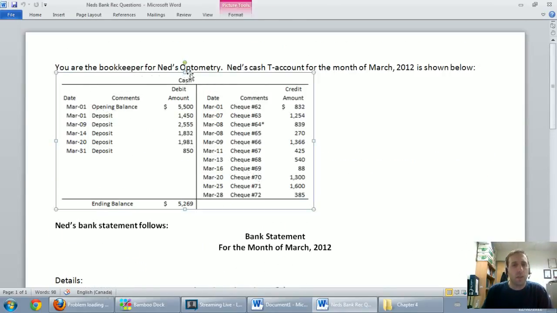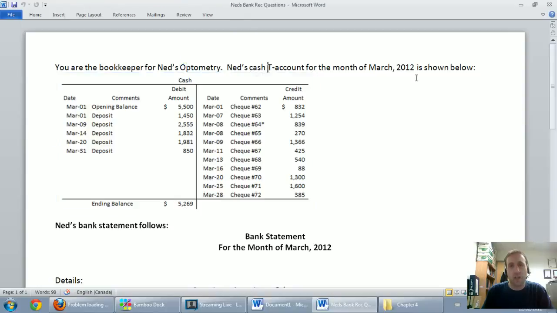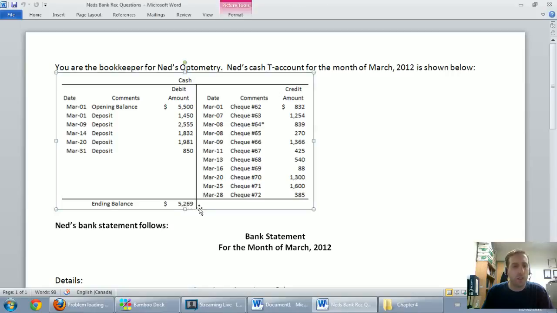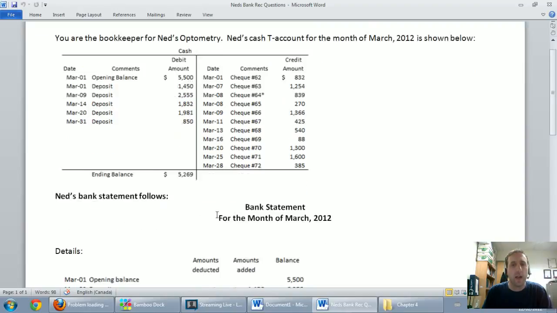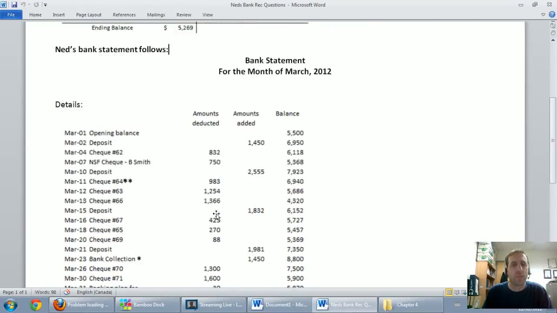So you're the bookkeeper for Ned's Optometry. Ned's Cash T account for the month of March 2012 is shown below. And you can see there's a bunch of March transactions and a $5,269 debit balance in cash. Okay, so we have $5,269 as our ending balance of cash.